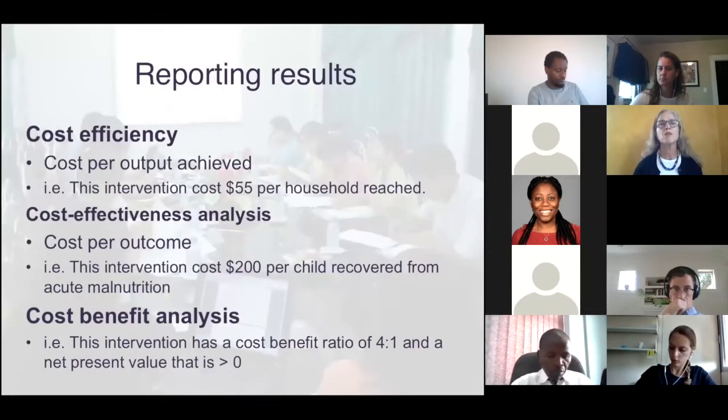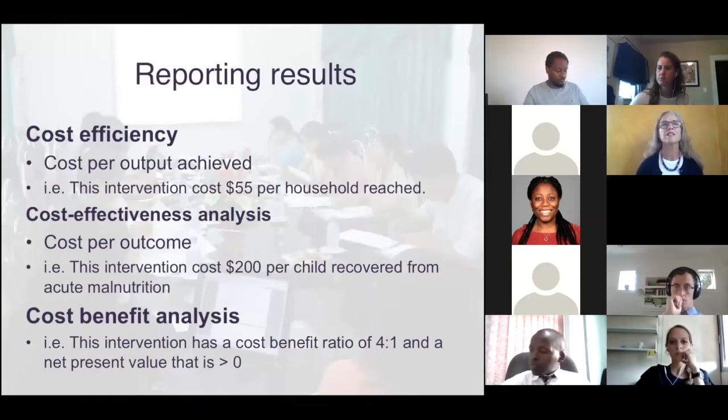And just quickly to go over the reporting results, cost efficiency is a cost per output achieved. The intervention is $55 per household reached. That's a typical cost per output metric. Cost effectiveness analysis is a cost per outcome. This looks something like: the intervention cost $200 per child recovered from acute malnutrition. And cost benefit analysis generates a ratio of benefits to cost. If that ratio is greater than 0, then it generally is a good investment.